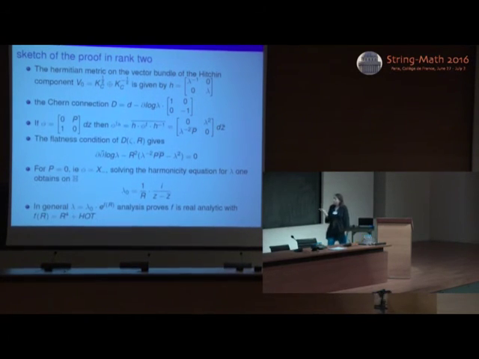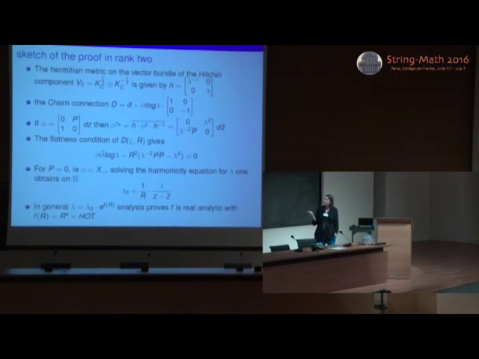So the flatness condition of the family of connections D of zeta and R gives the harmonicity condition for lambda. So lambda is a positive real valued function such that it satisfies this PDE. And this imposes strong conditions on lambda, in particular when p equals 0.